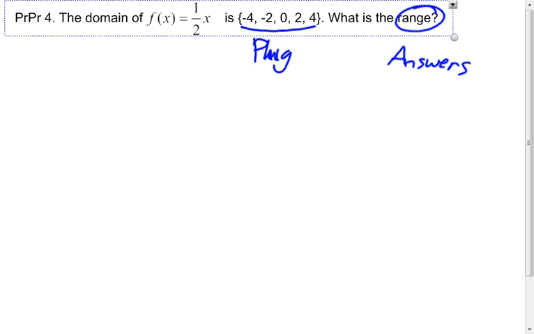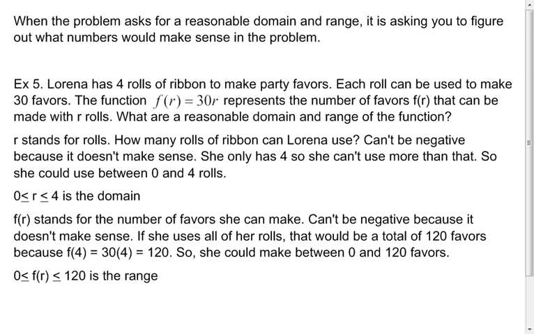Okay. One more type of problem here. When the problem asks for reasonable domain and range, it's asking you to figure out what numbers would make sense in the problem. And I've got an example here. Lorena has 4 rolls of ribbon to make party favors. Each roll can be used to make up to 30 favors. The function represents the number of favors, which is f of r, that can be made if you have r rolls. What is a reasonable domain and range of the function?